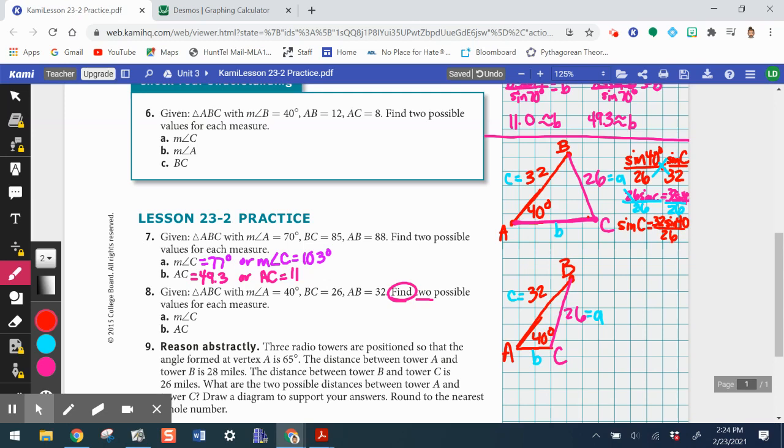And just like we saw above and what we learned in our previous lessons in activity 22, to find the measure of an angle, we're going to use the inverse function. So we're going to take the sine inverse of this ratio, 32 times the sine of 40 over 26. And we're going to find C is approximately, or angle C.